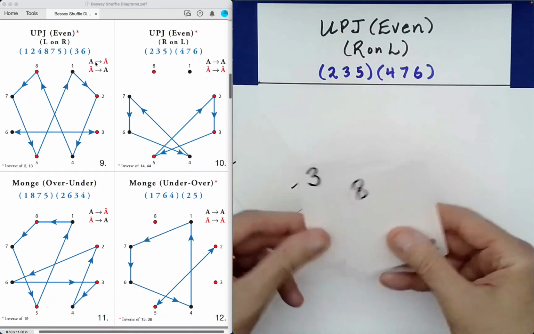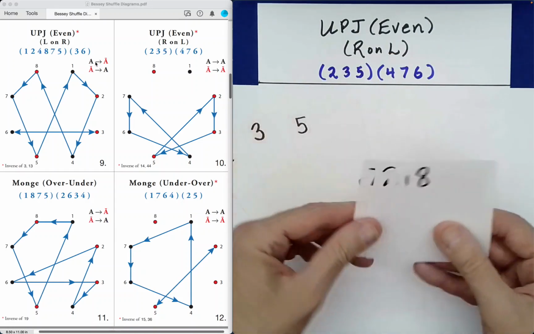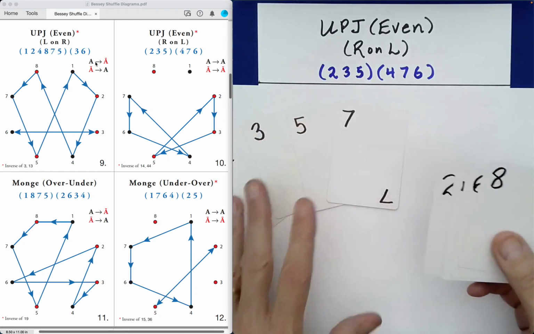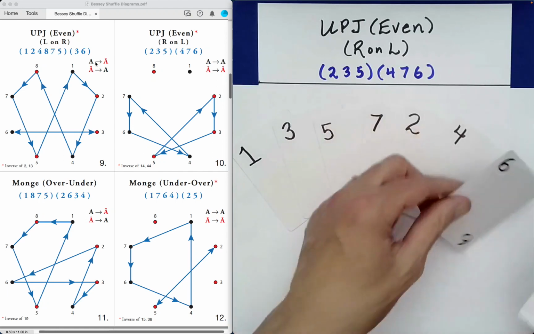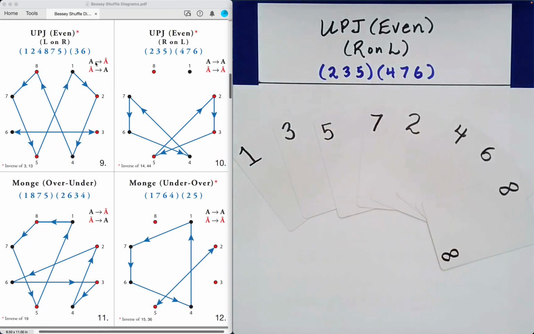We get a 1, 3, 5, 7. Sorry, I'll move that over. 2, 4, 6, 8. And with a little bit of thought, you probably could have anticipated that that would happen. We've just switched the 2 halves that we had earlier after shuffle 9 was applied.